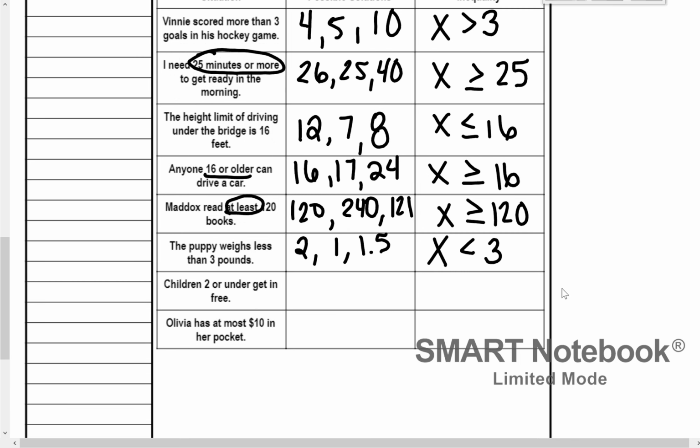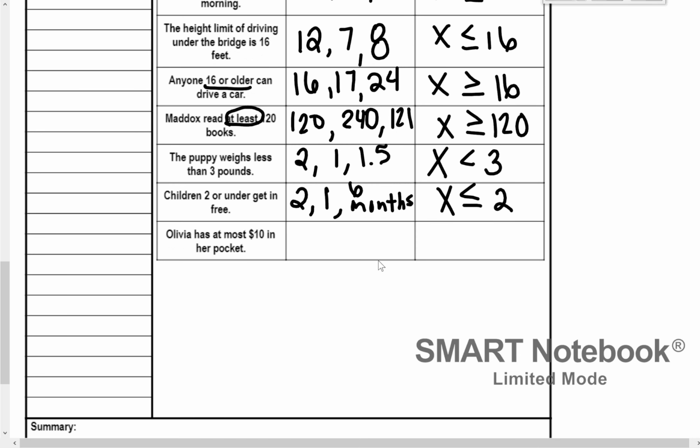Children 2 or under get in free. So the child could be 2 and they'd get in for free. They could be 1 and get in for free. They could be 6 months and they would get in for free. So the child's age is equal to 2 or less than. So x is less than or equal to 2 years old.